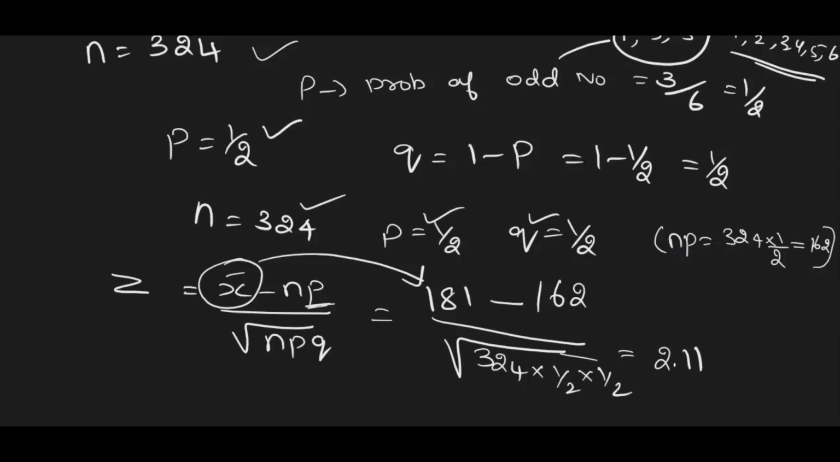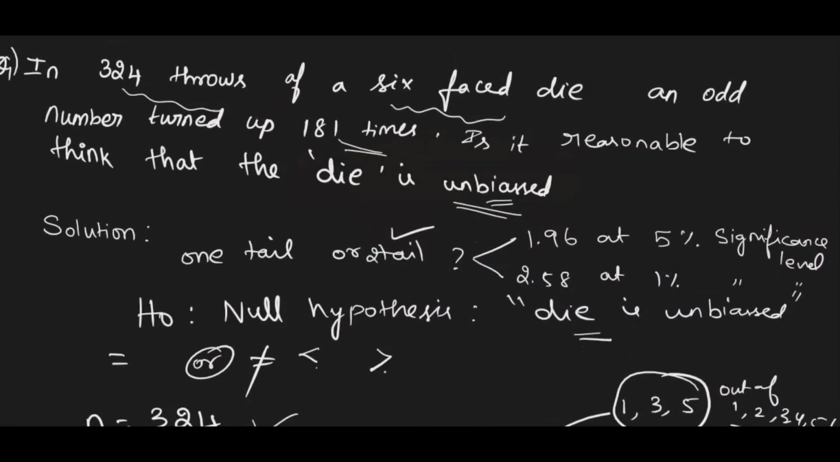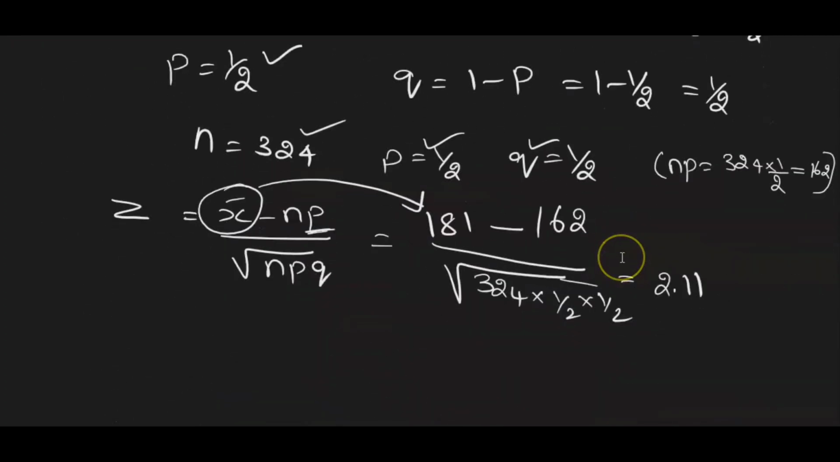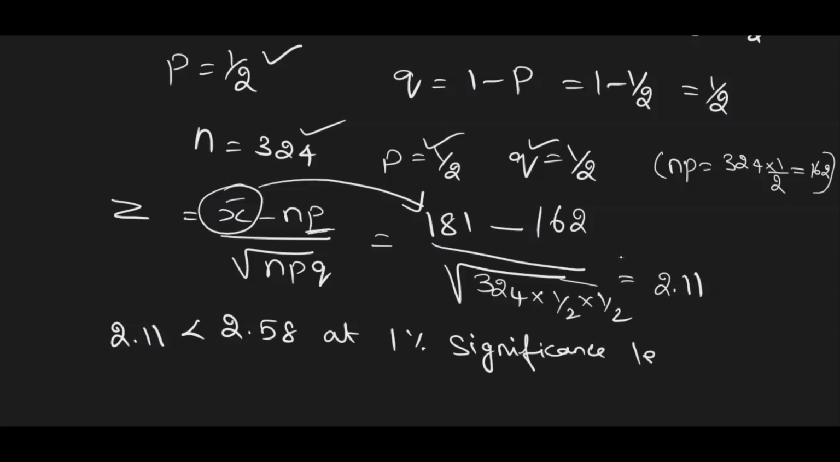Now in the question, if they ask the percentage level, then you can compare with this, because I have given two values, 1.96 at 5% and 2.58 at 1%. Always we give the conclusion confidently at the 1% level. So to conclude, you write 2.11 is less than 2.58 at the 1% significance level. Therefore, it is in the acceptance region, so we accept the null hypothesis H0.